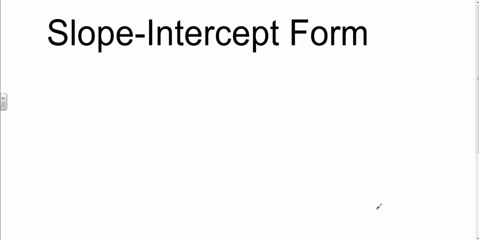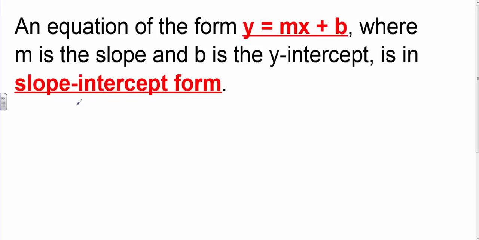Okay, previously we've done the standard form for the equation of a line. Now we're going to be doing the slope-intercept form. An equation of the form y equals mx plus b, where m is the slope and b is the y-intercept, is in slope-intercept form.